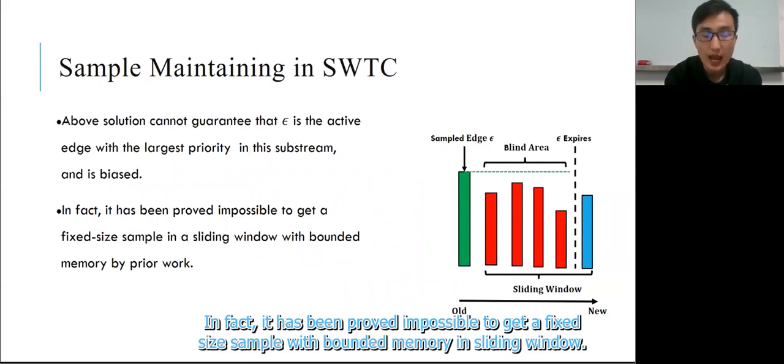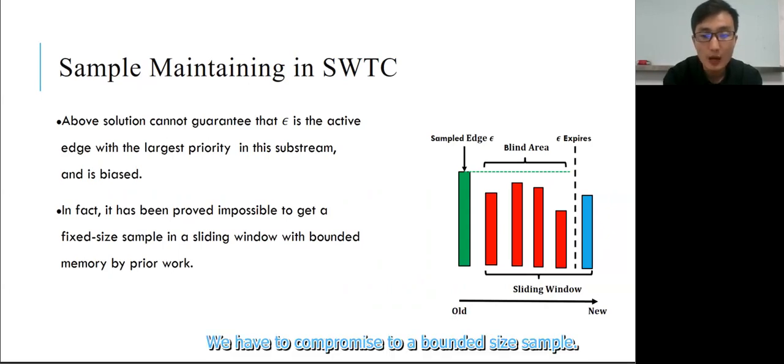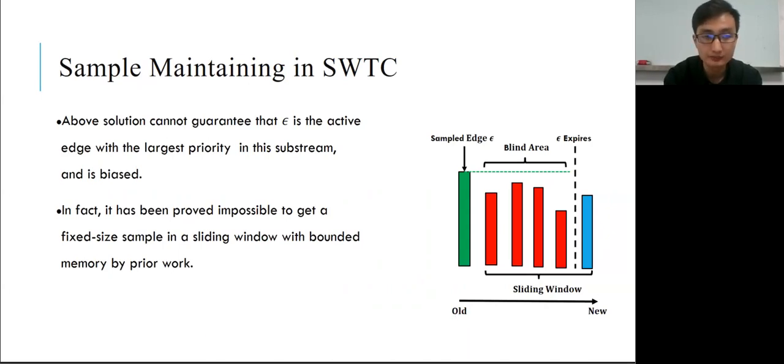In fact, it has been proved impossible to get a fixed size sample with bounded memory in sliding window. We have to compromise to a bounded size sample.